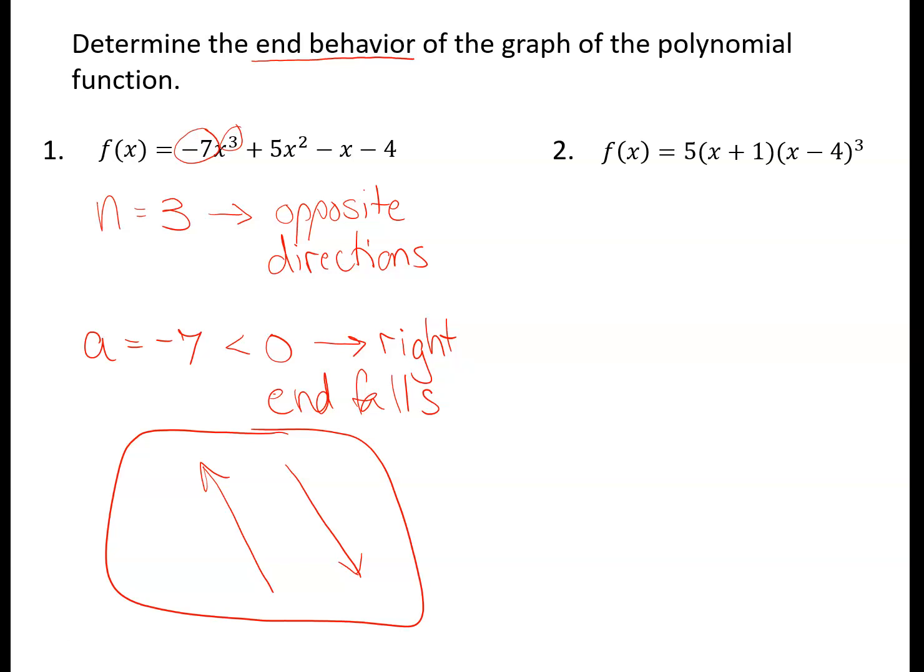Okay, look at number 2. Now this one is in factored form, so you can't actually just look to see what the degree is. You could multiply it all out, although that is unnecessary. Let's just think for a moment what would happen here. We've got 5 and we've got x plus 1 and then 3 x minus 4s.